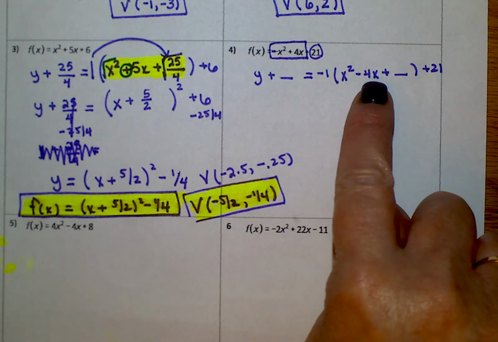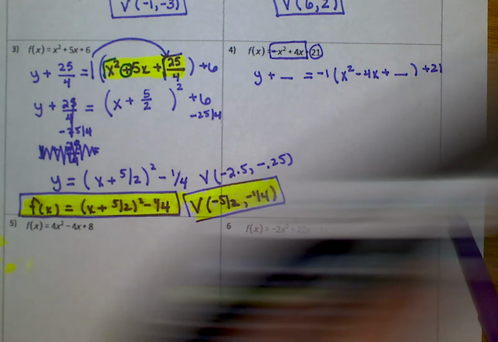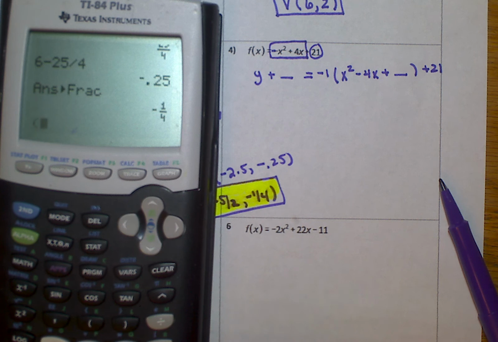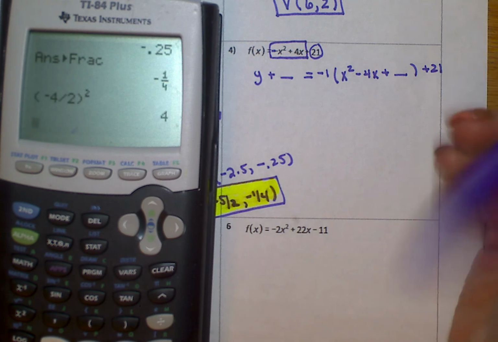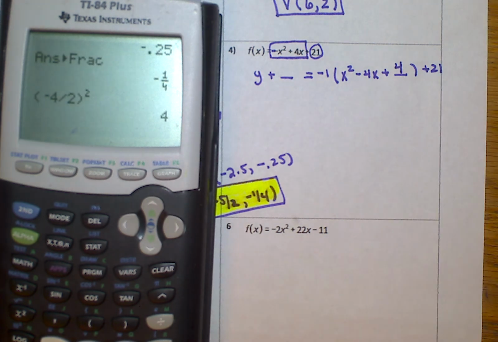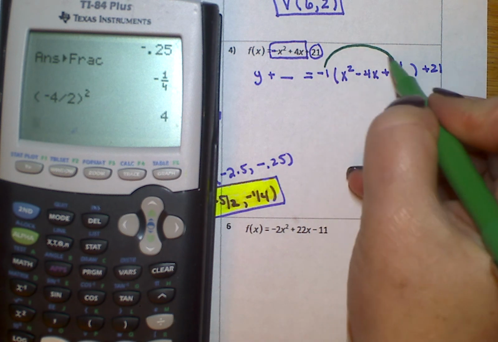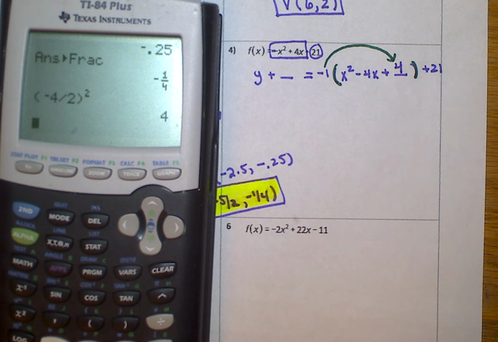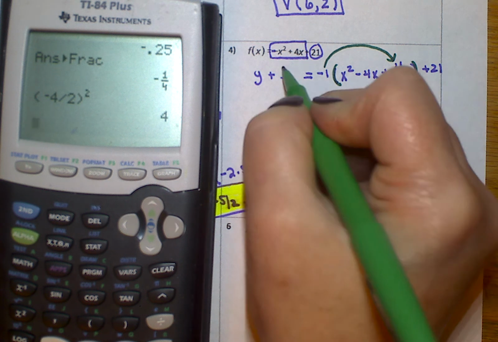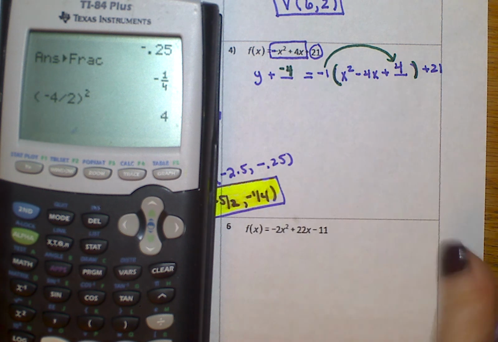Okay, so now we're going to take half of -4. And once you get these steps down pat, it becomes a little bit easier. You're going to take half of -4 and square it. So I'm going to put a 4 here. I'm going to have to multiply that because that's in the parentheses with -1 in front. So there would be a -4 on that side.